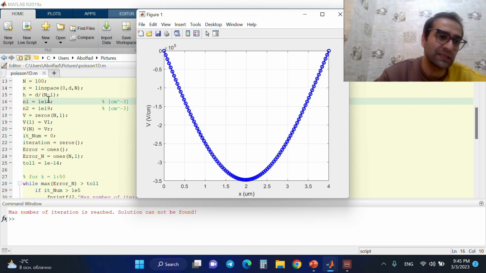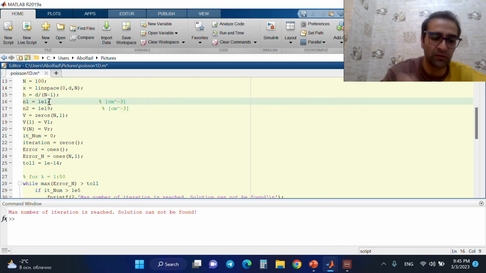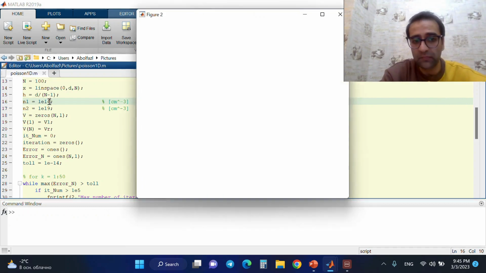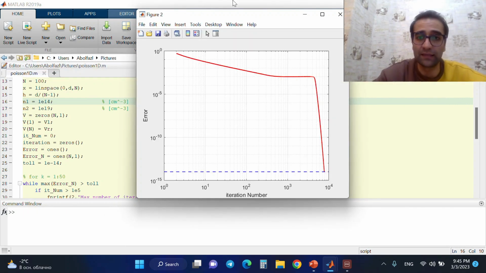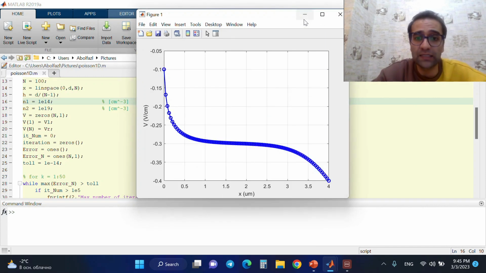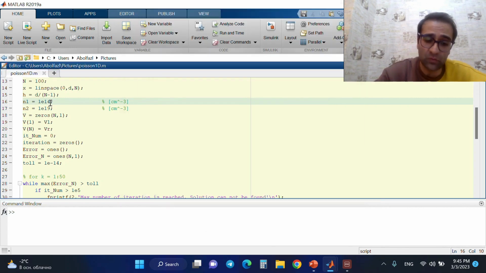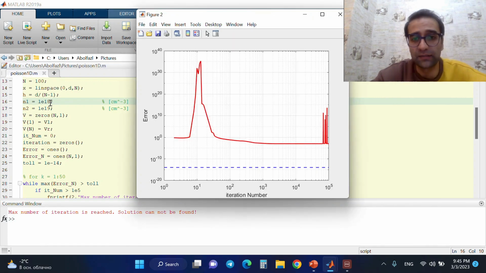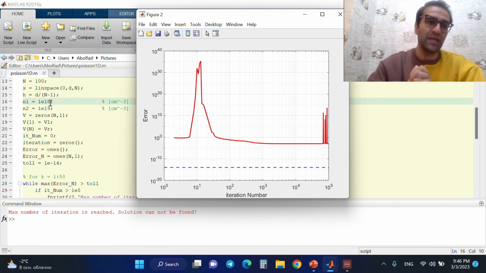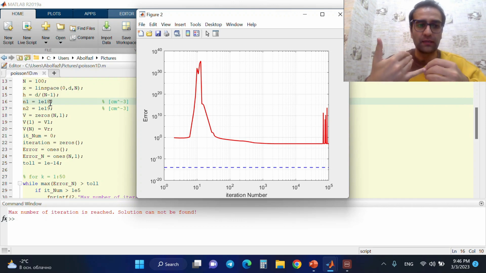So it seems that when this n1 is in the order of 1e14, 15, 16, the code can converge. The solution can converge. But when I increase this n1 to some higher value like 1e18, there is no convergence at all. And the question is, is there any way to make this problem converge? And the answer is yes.